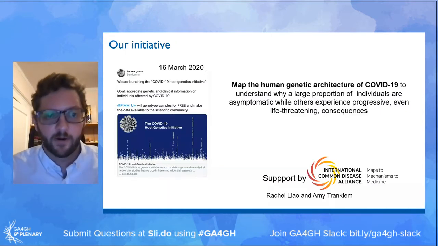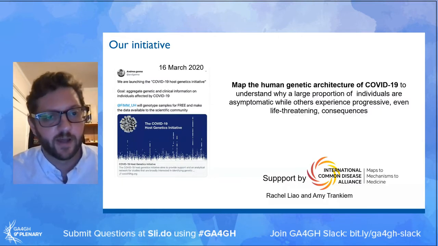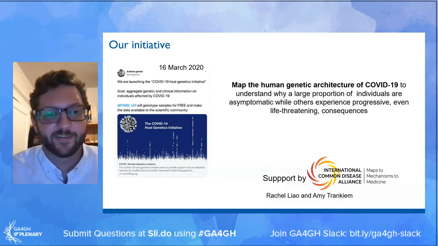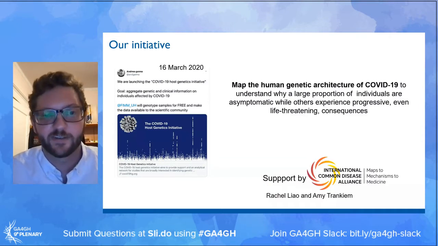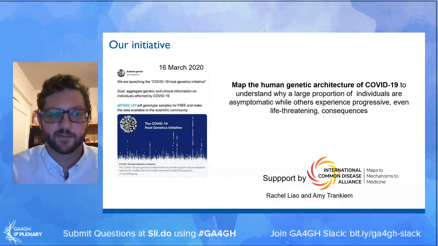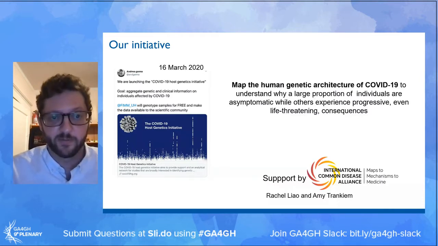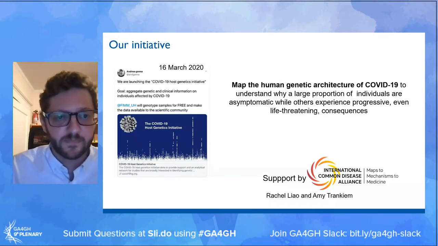This is all part of the broader umbrella organization of the International Common Disease Alliance, which is really laser focused on exactly the same kinds of themes that GA4GH is: how do we work together, how do we catalyze community engagement and involvement, and how do we ensure that the best possible scientific answers can be delivered for pressing human health conditions such as COVID.